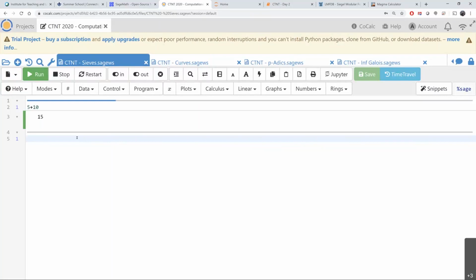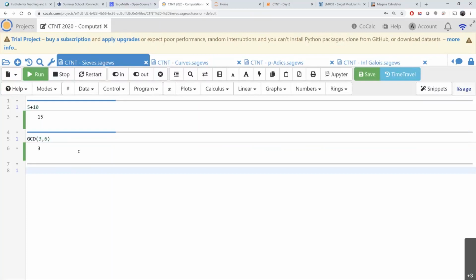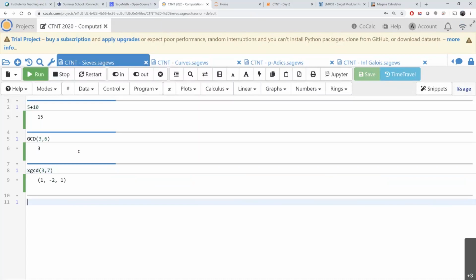All right, so let's start with some basics. That's how you do addition. You can do GCDs on Sage. So for example, the GCD of 3 and 6, that's 3. You can do something like XGCD. What is that? Let's see what happens if I do the XGCD of 3 and 7. It gives me a tuple, which is a solution to a Bézout equation.